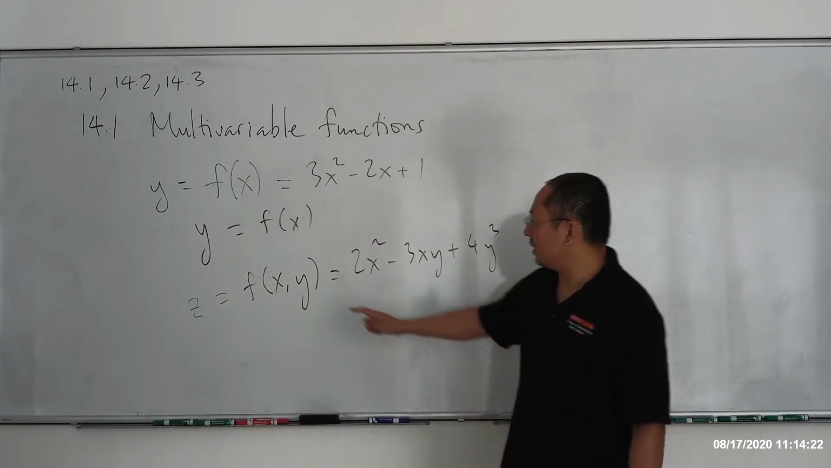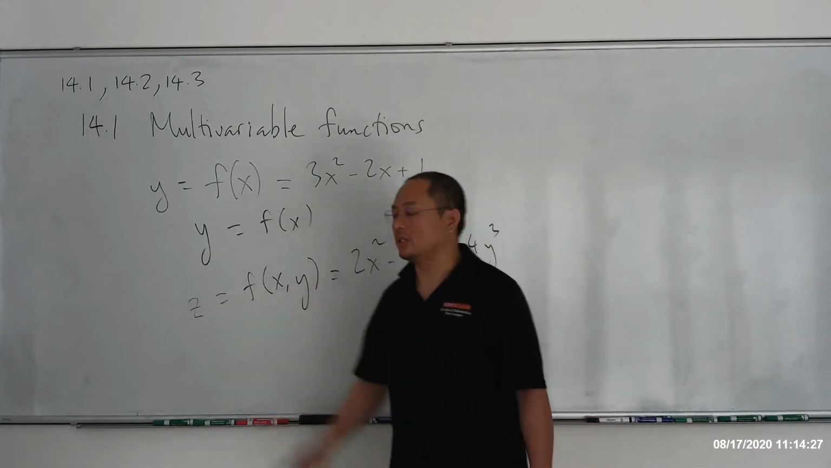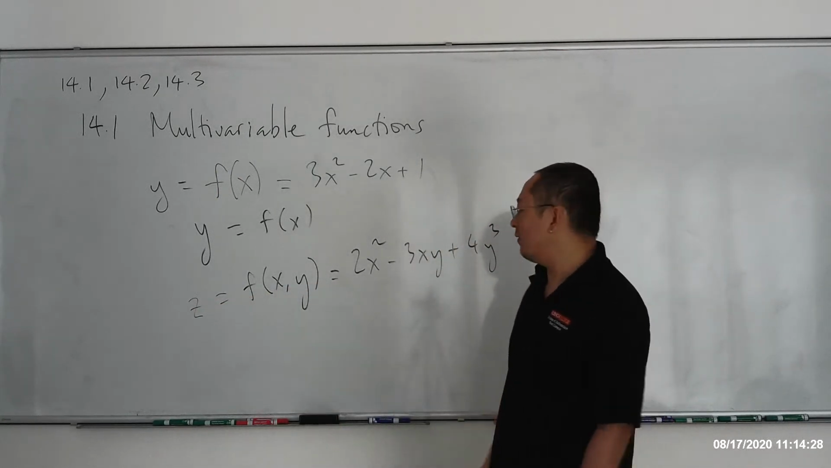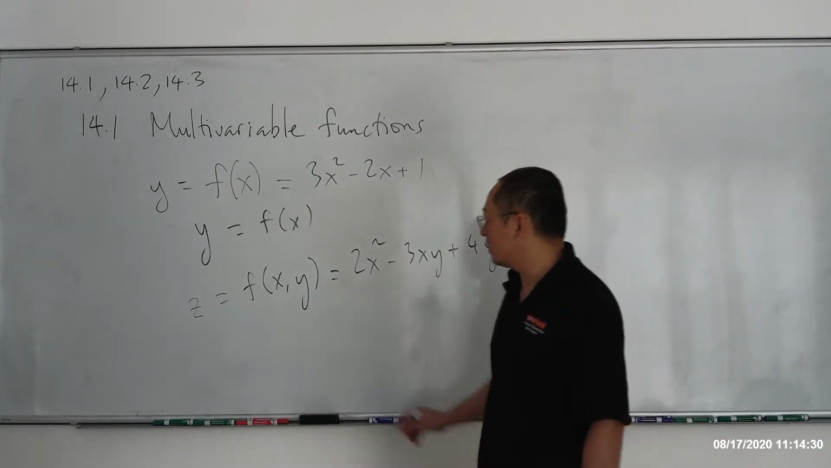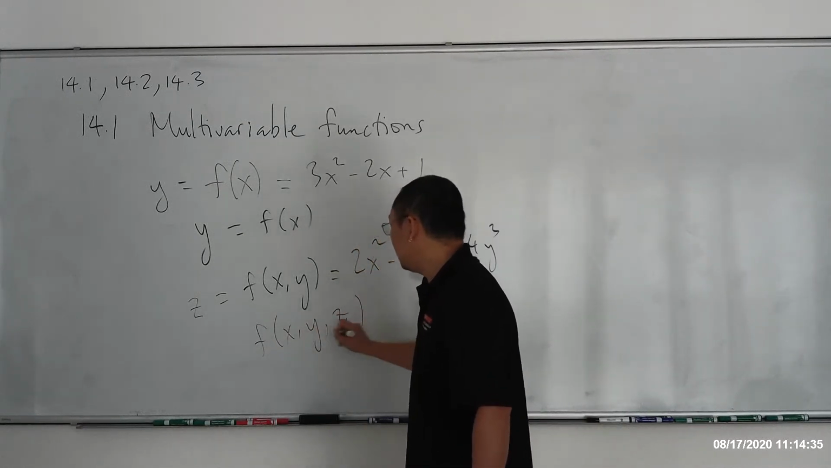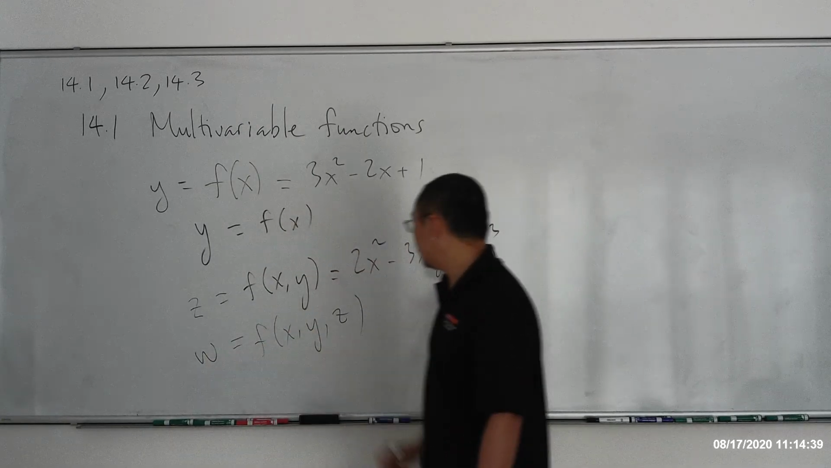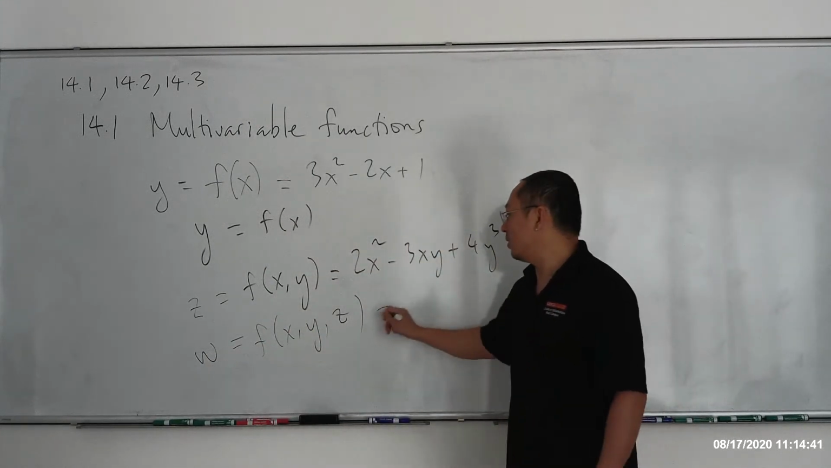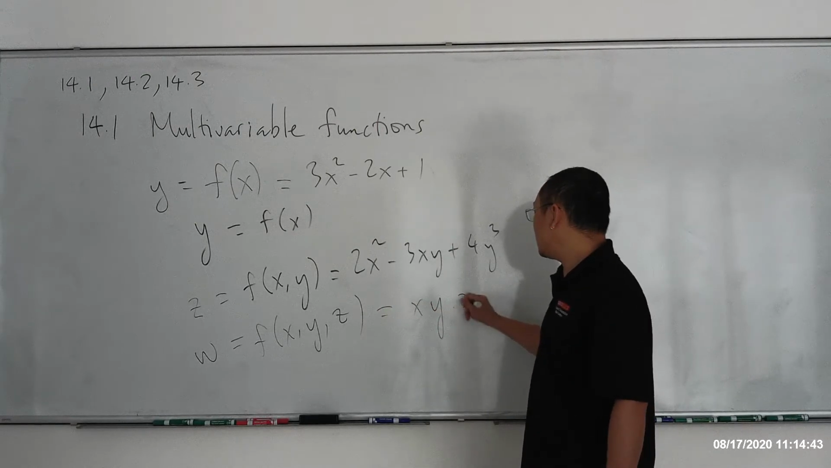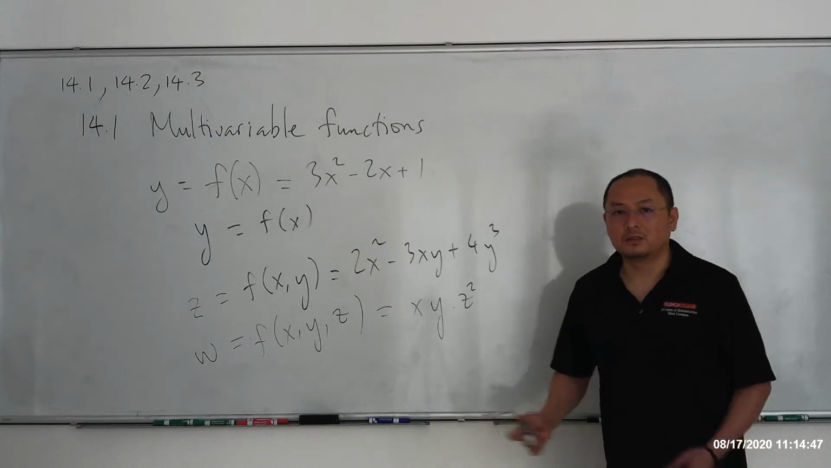Okay, so in here we have two inputs, x and y, and we have the output z. And similarly, you can have 4 or 5 or 6 variable functions. Right? I can have f of x comma y comma z. And then I use z already. How about w? w equal to f of x, y, z, say equal to x times y times z squared, for example. Okay? Multivariable function.